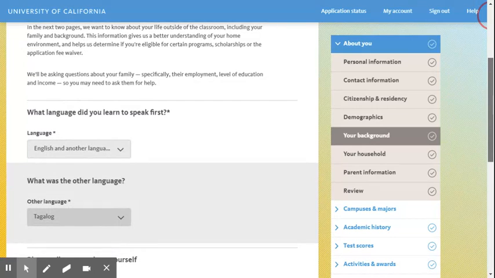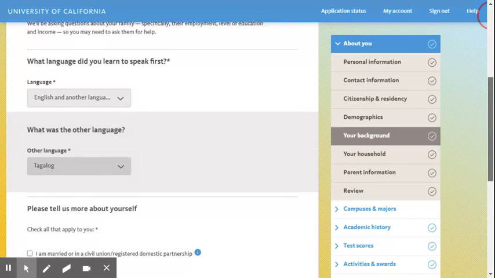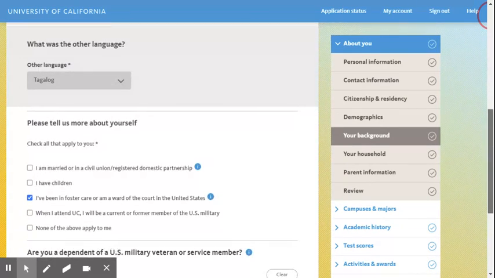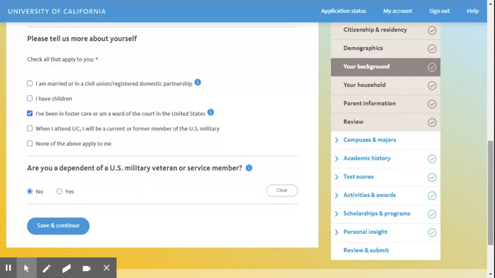What language did you speak first, if it's not English? And then to tell us more about yourself. If you were in the foster care system, make sure you check this box. Or if there's any other situations here, not always common for sure, but if it does apply to you, do that.